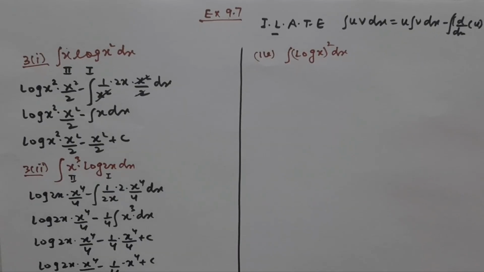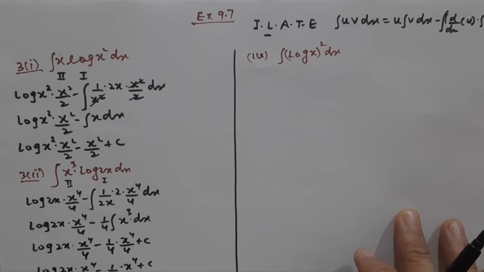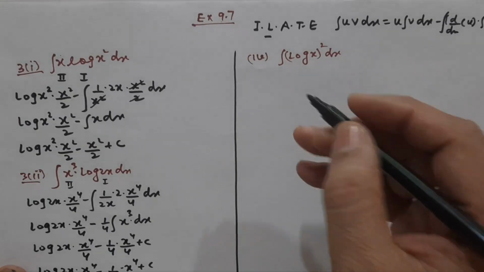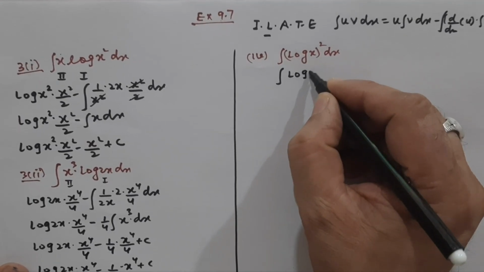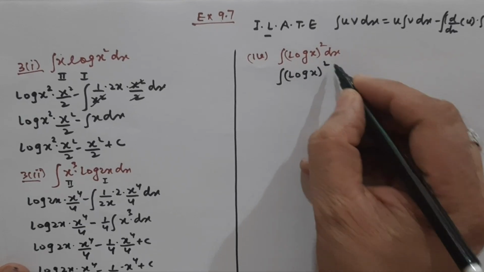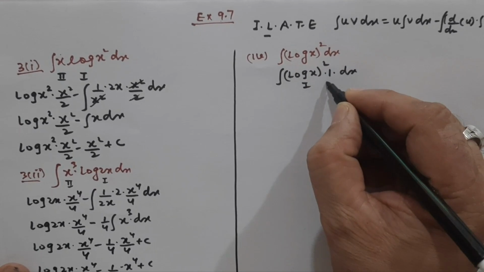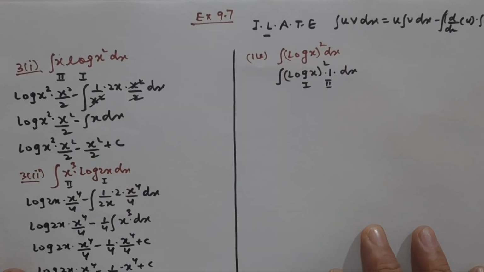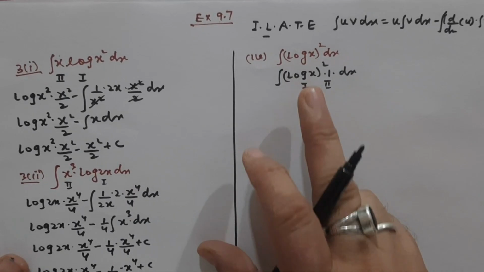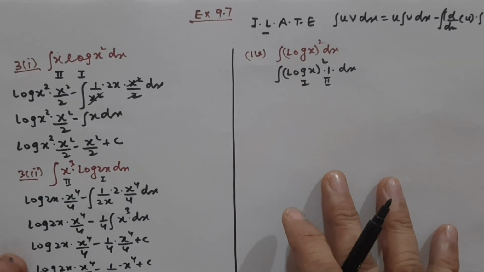Now the next part is (log x)². Students, here we have only one function, (log x)². So in this question, we take (log x)² as the first function and 1 as the second function, because there is no other function, only a log function is there.